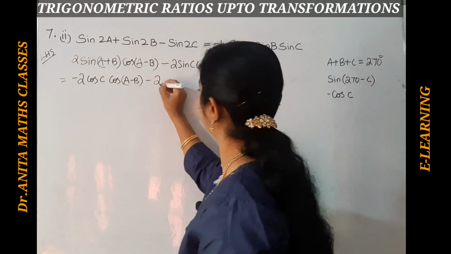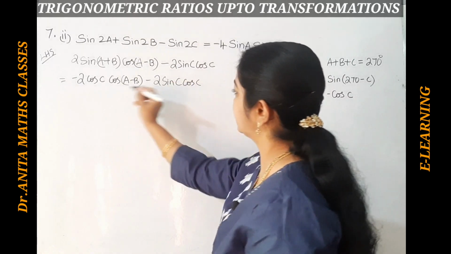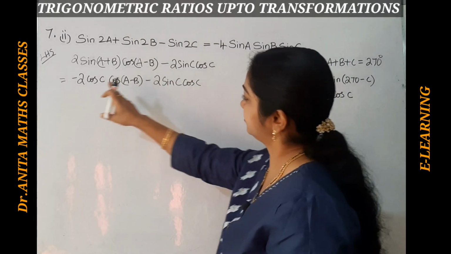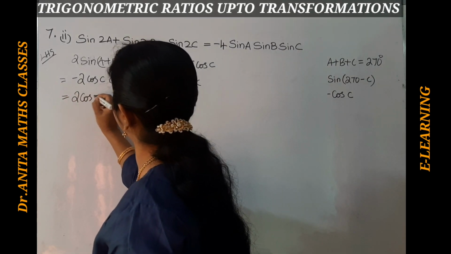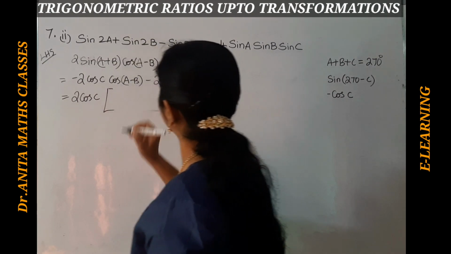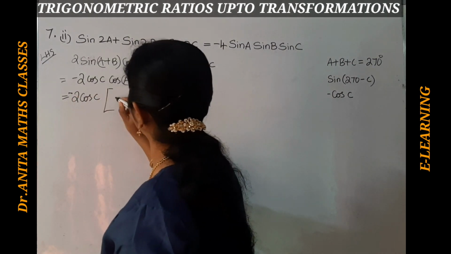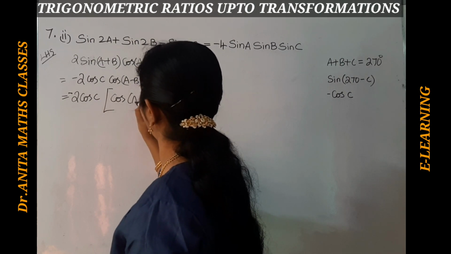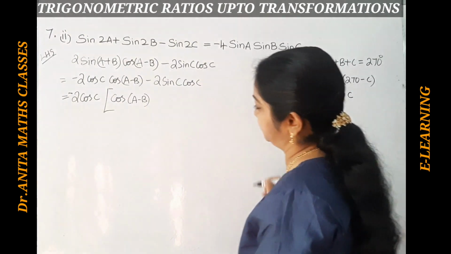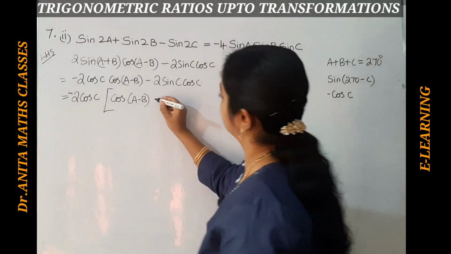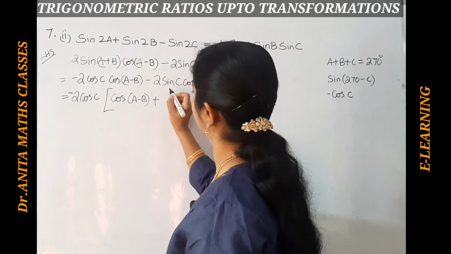Here again we have 2 sine C cos C. So let's take 2 cos C outside, you can take even minus also. So this becomes cos of A minus B. If you are taking minus, we get plus. Okay, so plus, here we have taken cos, so the remaining is sine C.